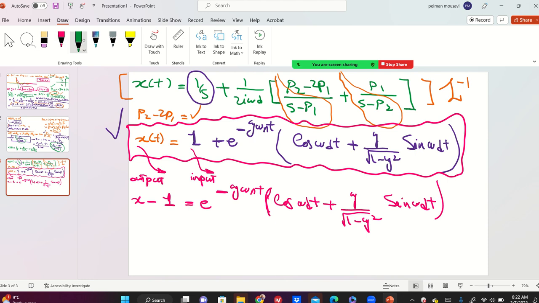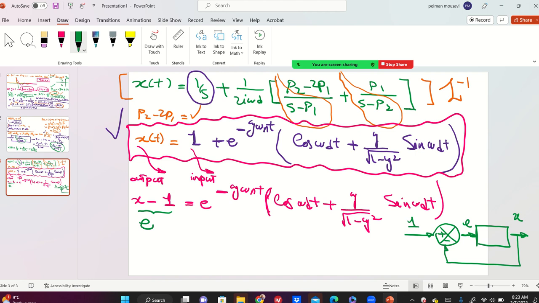Output minus input. What's that? You tell me. Yes. So this is input, this is output. Okay? So this is the error signal. So your error signal is this value.